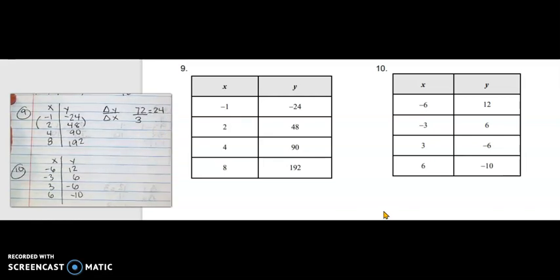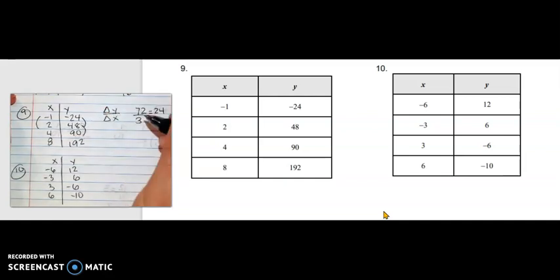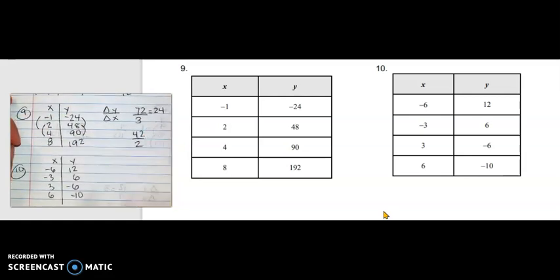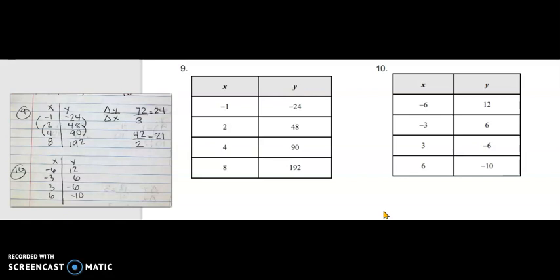Now let's see if that rings true throughout the others. So from 48 to 90. 90 minus 48, that is 42. And from 2 to 4, that's 2. And 42 divided by 2 is 21. So because these 2 slopes are different, this is not a representation of a straight line.